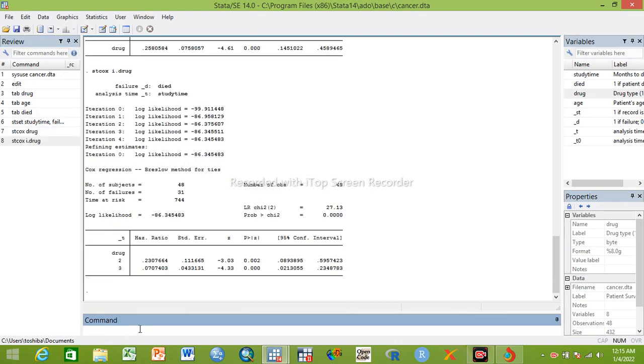So this is considered as the bivariable Cox regression analysis, because it's between the survival time and the drug. So the one, placebo, is constant, since it's the first variable. So now two is treatment one and three is treatment two. So after this, this is the bivariable Cox regression analysis, this is the hazard ratio, and this is its confidence interval. This is the p-value, so it's significant because it's less than 0.05.